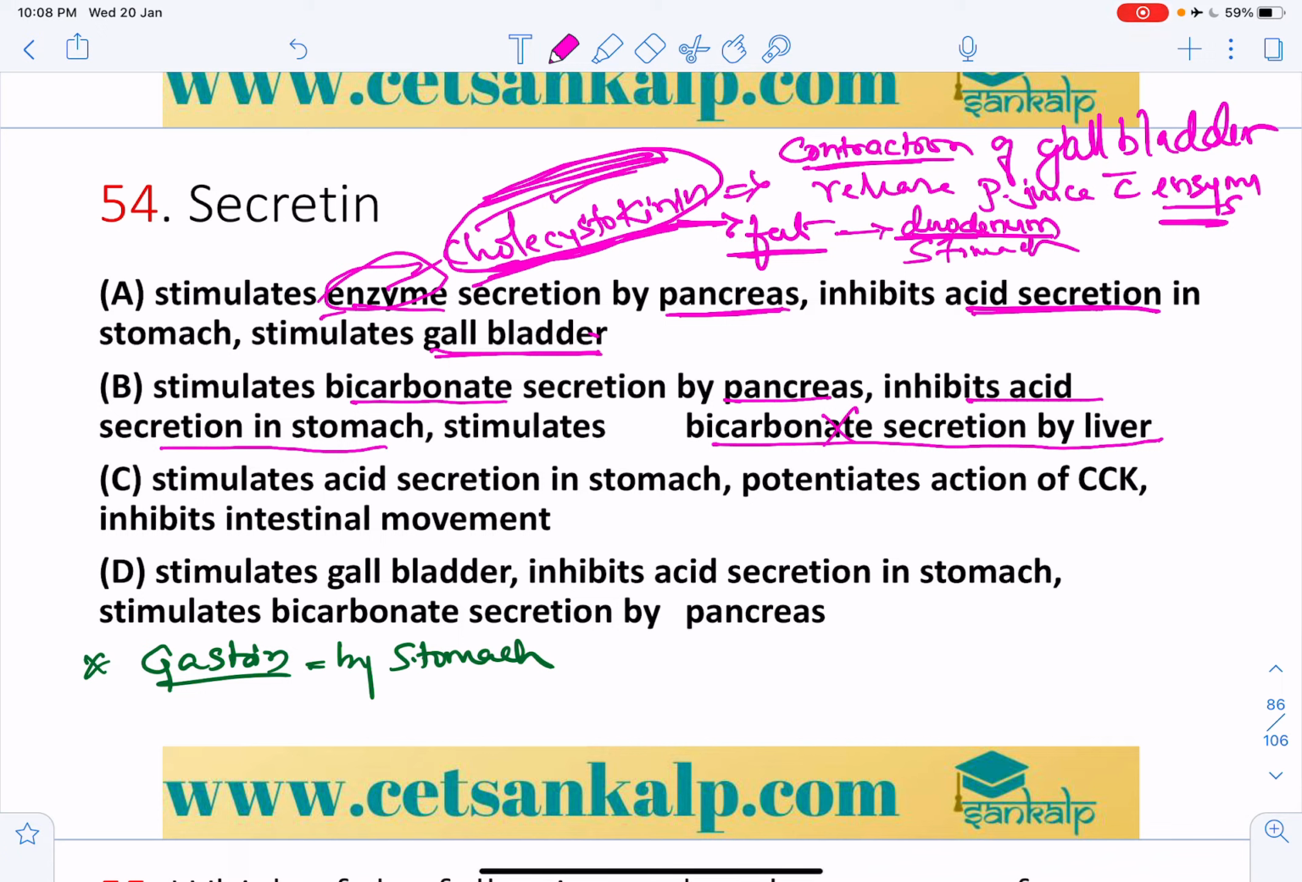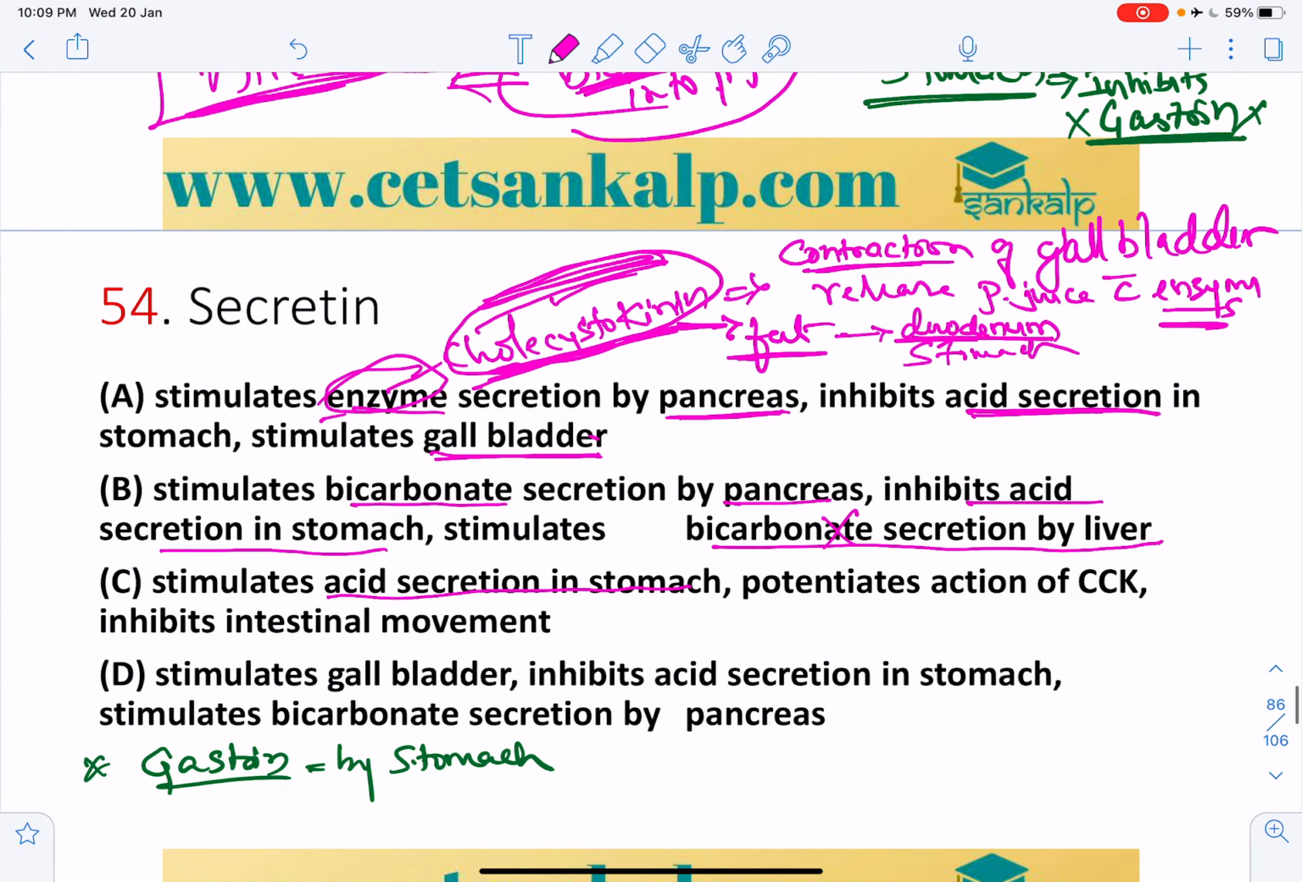Stimulates the acid secretion in stomach. No, whenever we say secretin, you have to keep in mind it won't stimulate the secretion of acid, it inhibits, right? So the major function of secretin is that it inhibits the gastrin, you should keep that in mind. When it inhibits the gastrin, finally what is that?